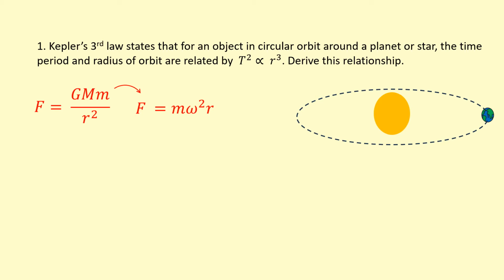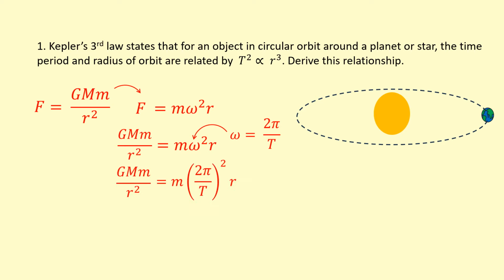The centripetal force is provided by the gravitational attraction, so I can use Newton's law of gravitation to replace the F here. I get this equation where I've replaced F with Newton's law of gravitation. I'm going to get rid of omega, because I need to bring in the time period. Omega and time period are related through the equation omega equals 2 pi over T. So I put that in instead of omega, and I have to square it because the omega is being squared. Let me expand this bracket: the 2 pi over T squared becomes 4 pi squared over T squared.